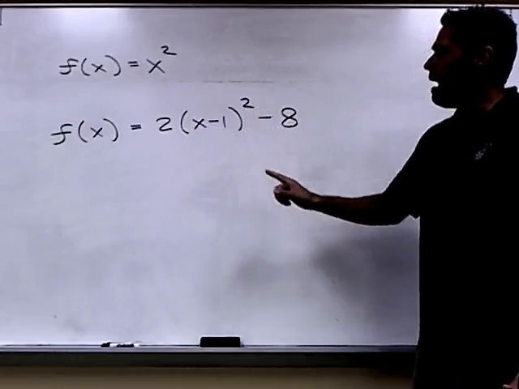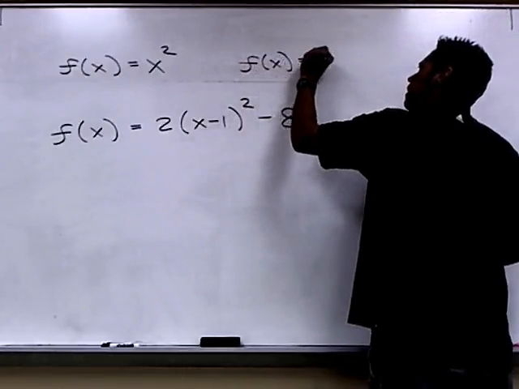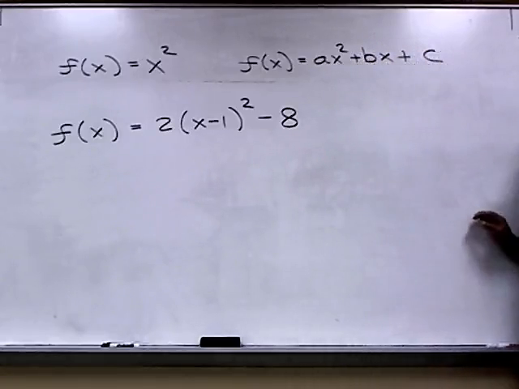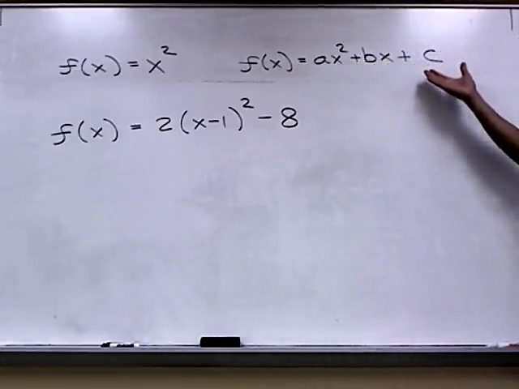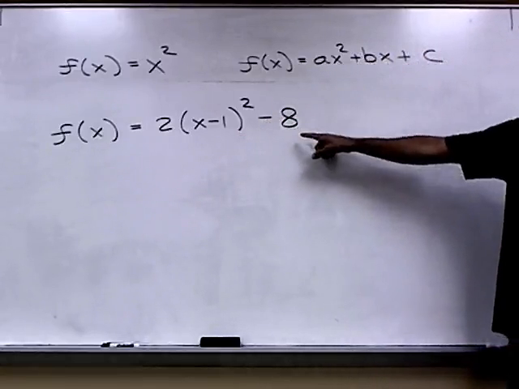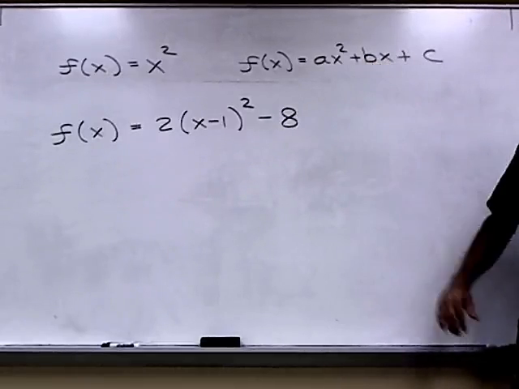Let me show you what happens. I said the form of a quadratic was this, wasn't it? So that's what all quadratics must look like. So this does not look like that, does it? So let me turn that into that so you can see how you can convert this one into this one. And it's not that bad.